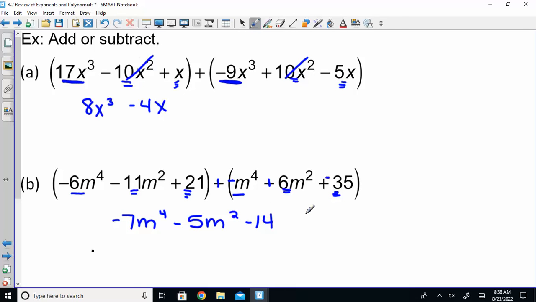How'd you do? Good? Do we need more addition and subtraction practice?